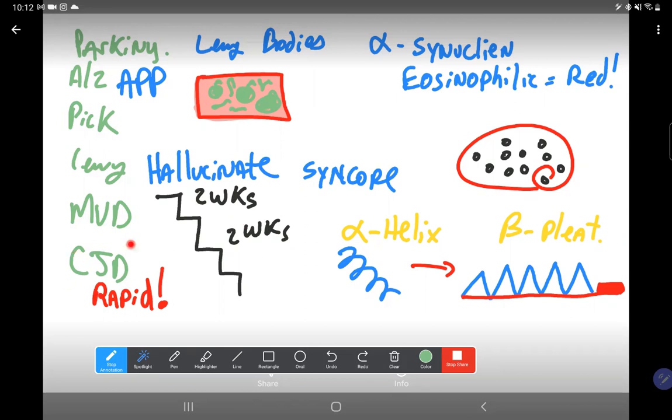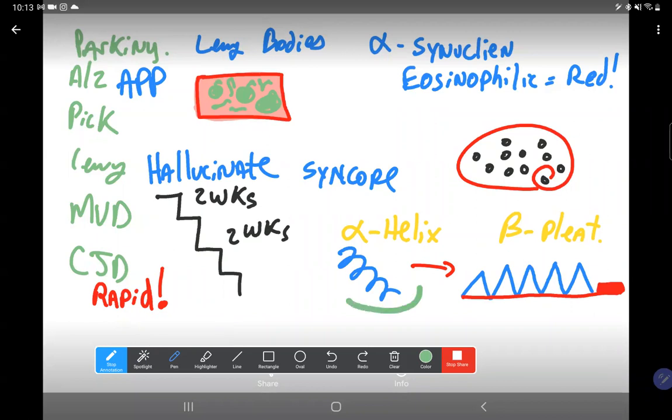Creutzfeldt-Jakob, in a way, also gets worse and worse, but they tend to die within 1 year of presenting with the disease. Less than a year, they will die. In Creutzfeldt-Jakob, we have a prion disorder. They say, what the hell is a prion, right? A prion is basically a type of protein. We have primary, secondary, tertiary, and quaternary proteins. I'm not going to get into that. A prion is just a subtype of a protein.